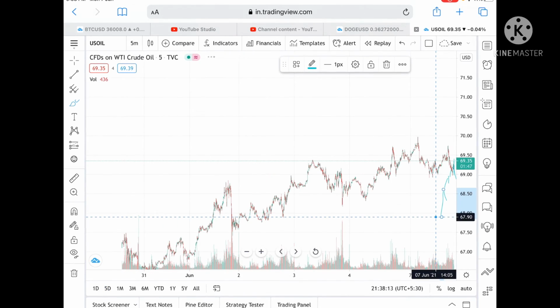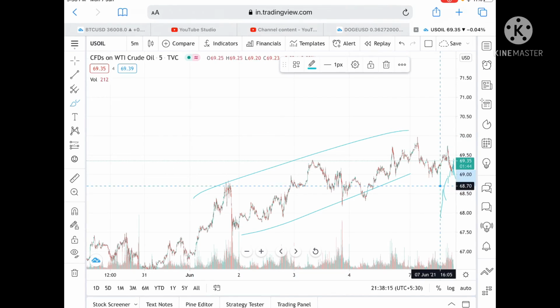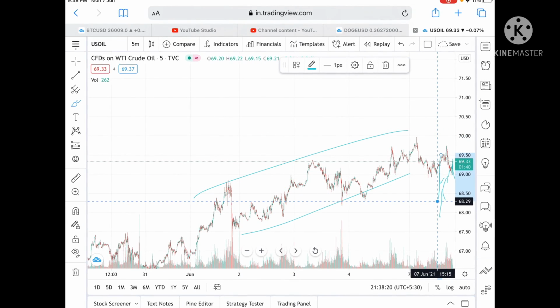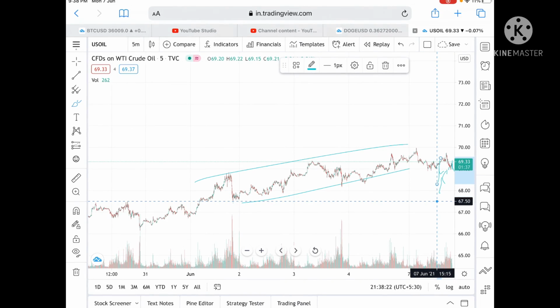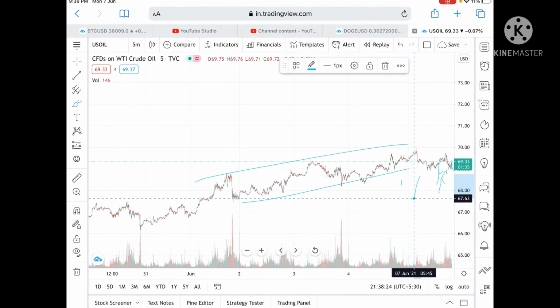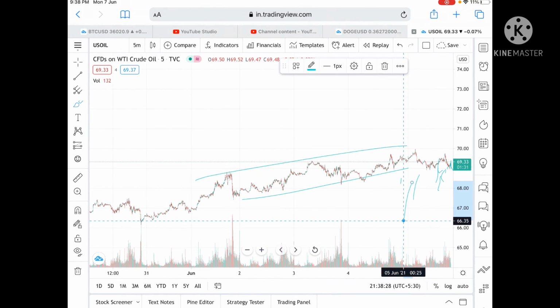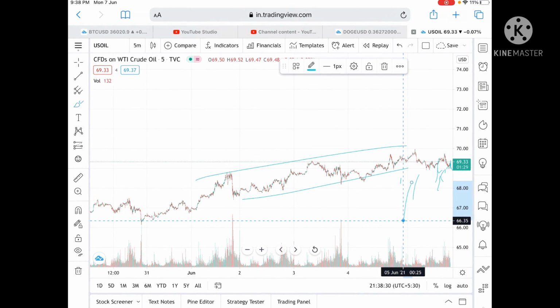Till the time it doesn't cross a level of 68.91. Once 68.91 is touched, then we can see a level of 68.28, and from there 67.43, and to a level of 66.35. So once this range is broken upside or downside, we can see further movement in the price of crude.